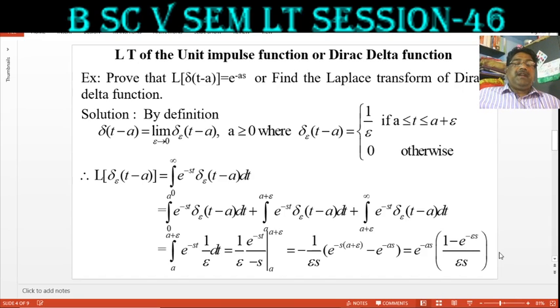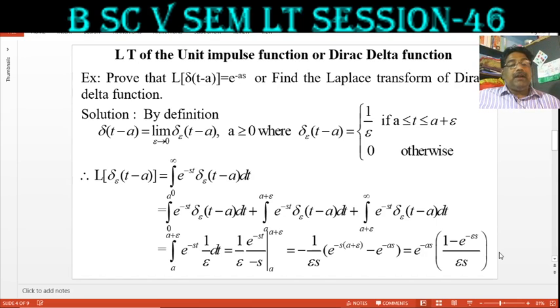Now, we can take the Laplace transform of a unit impulse function or Dirac delta function. That means we have to calculate the Laplace transform of the unit impulse function or Dirac delta function. Prove that the Laplace transform of delta of t minus a is equal to e to the power minus a s, or they may ask, find the Laplace transform of the Dirac delta function. By the definition of the Dirac delta function, delta of t minus a, they are going to define it like this.